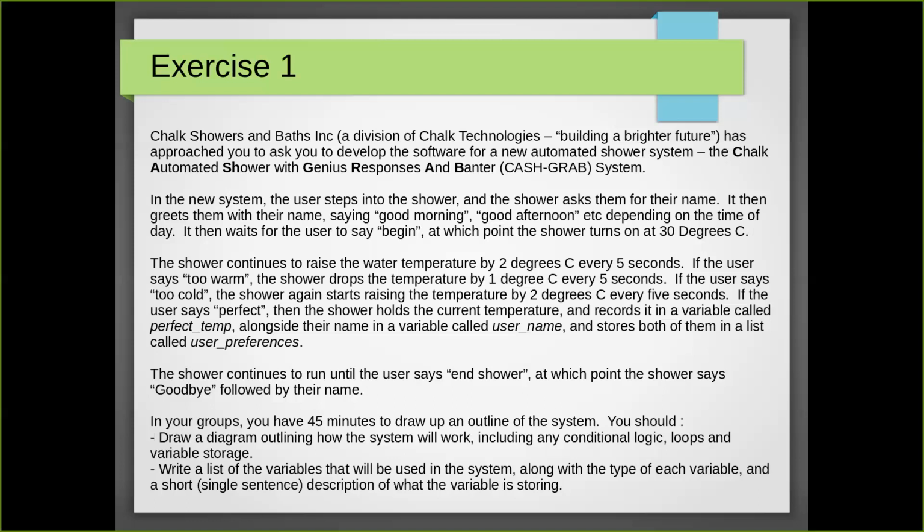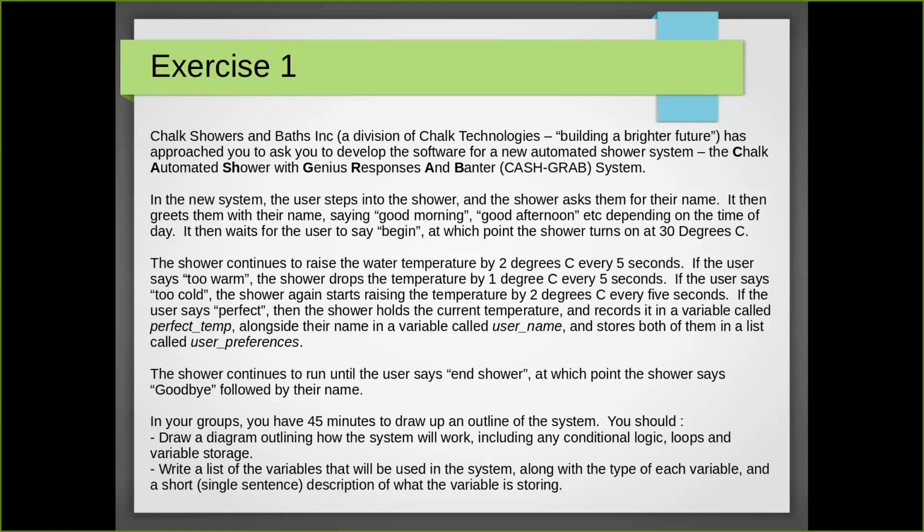So what I want you to do, in your groups, you have 45 minutes. I want you to draw up an outline of this system. Specifically, you should draw some sort of diagram outlining how the system will work, including any conditional logic, loops, and variable storage. And I want you also to write a list of the variables that will be used in the system, along with the type of each variable. So remember we talked about the variable types, so consult back in the slide notes. And alongside each variable, I want you to write a short single sentence or so description of what the variable is storing.